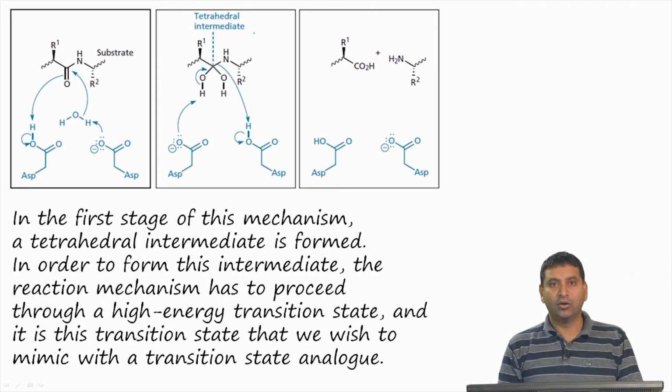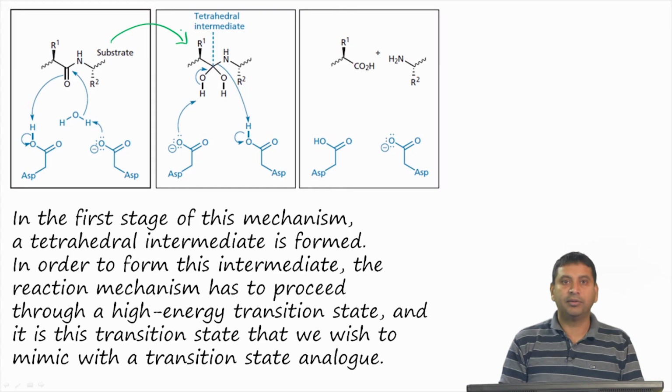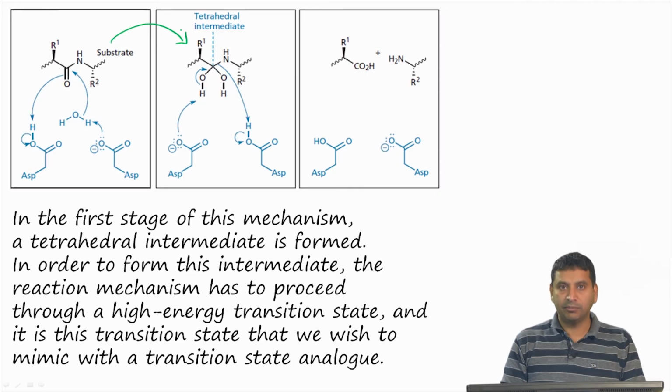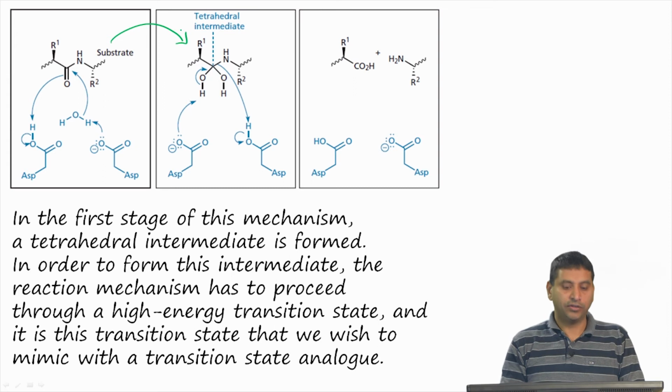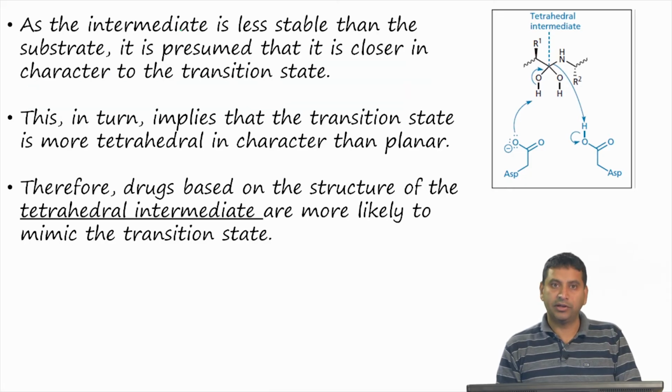Okay. So, in order for us to look at the transition state analog, we need to understand that there must be a transition state happening between the first step and the second step. That transition state will have some tetrahedral character, it will also have some carbonyl character, and the water will be bound partially, it will start to make a bond with carbon, and the other bond, which is the double bond, is going to slowly break. As we know, it is not possible to isolate such high energy species and study its structure. So, we need to design a drug that mimics it.